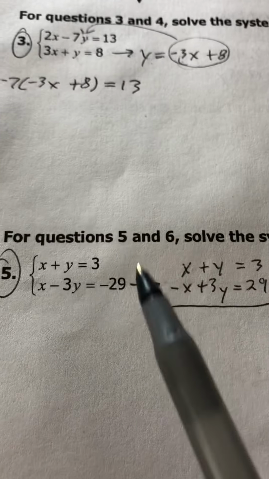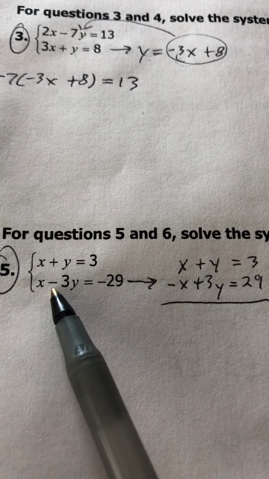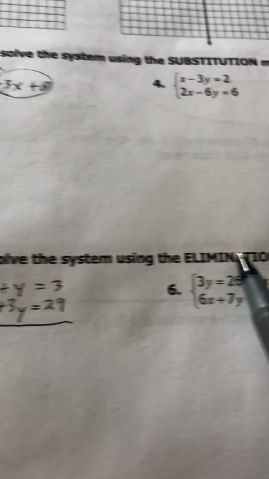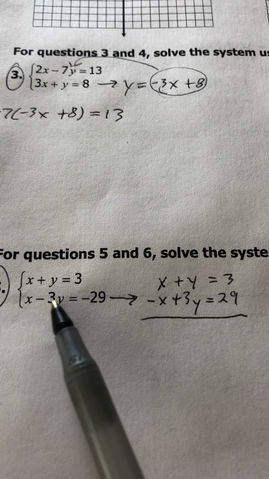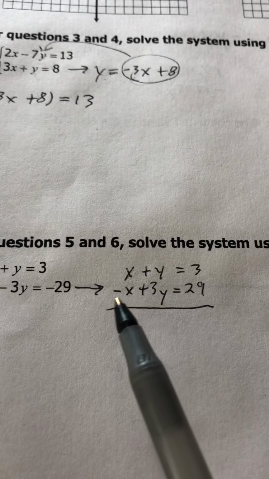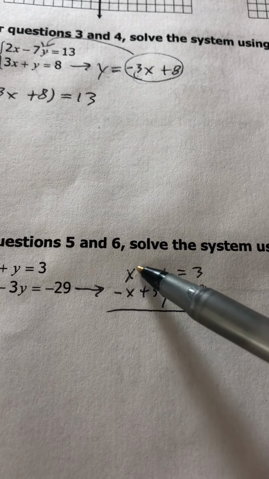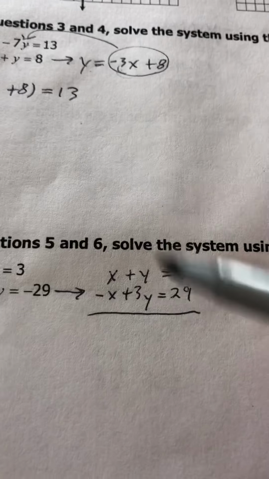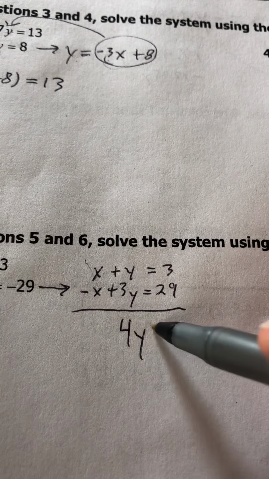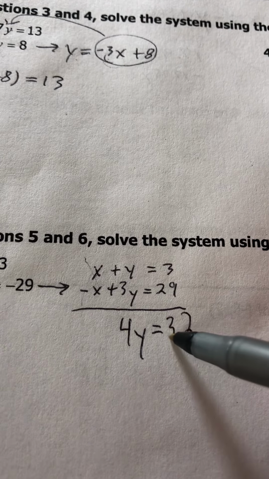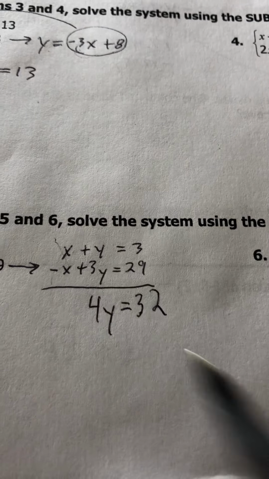For number 5, this problem, I'm going to change the bottom so that I can use the elimination method. And so I'm going to multiply everything down here by a negative 1. So it just changes all of the signs. So I'm going to have x minus x. That's why I did it, because these cancel. And then I'm going to have my 4y equals 32. Okay? Now I'm just going to take 32 and divide by 4 to get my y.